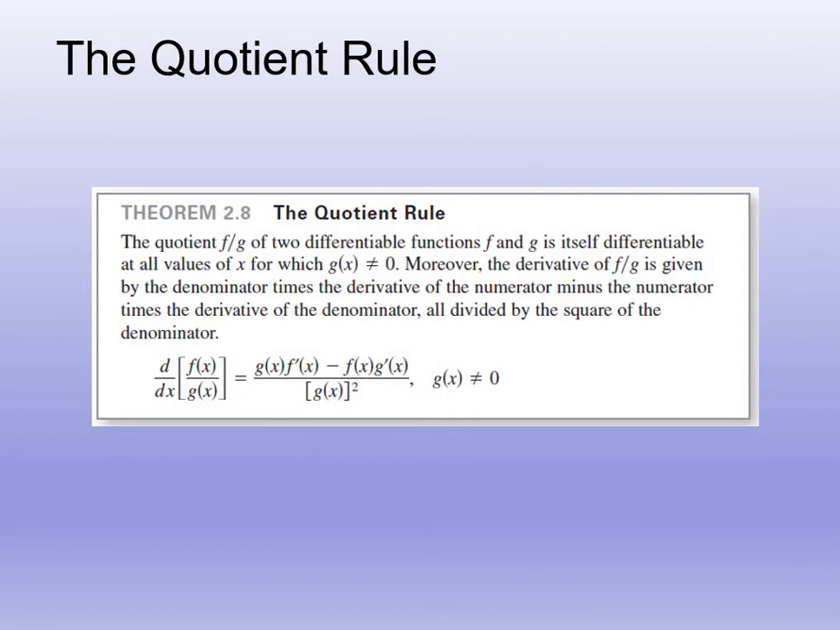So low, which is g of x, d high, which is the derivative of f of x. So that's why we have g of x times f prime of x, minus high, which is the numerator, f of x, d low, the derivative of g of x, so we have f of x, g prime of x, all over low low, which means g of x times g of x, or g of x squared.